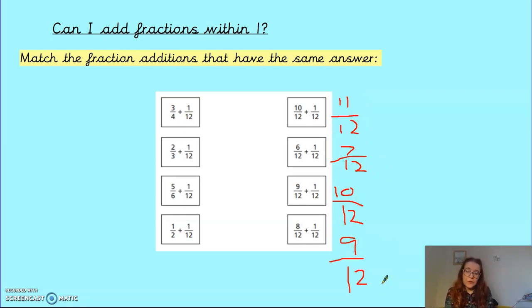Okay, so what I want you to do is pause me here. Have a go at solving these ones. Now you should be able to work out which ones match, so you can match them up. And I will unpause and show you what I did in 3, 2, 1.